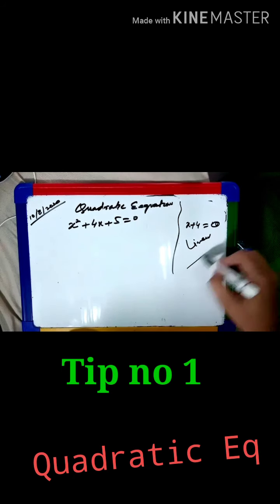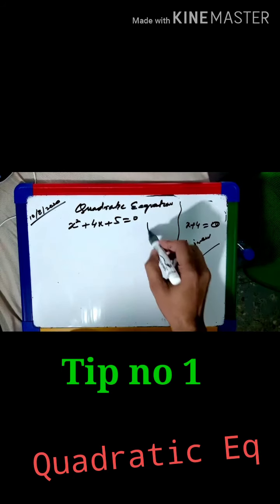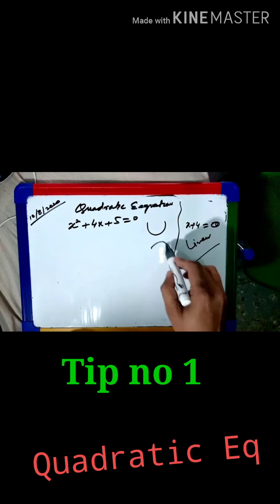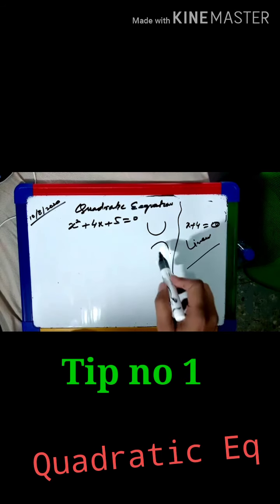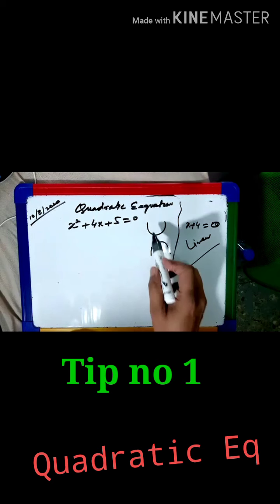Linear equation. Linear means line. Quadratic means a graph like this or this. The equation curve of this line will look like this or this.